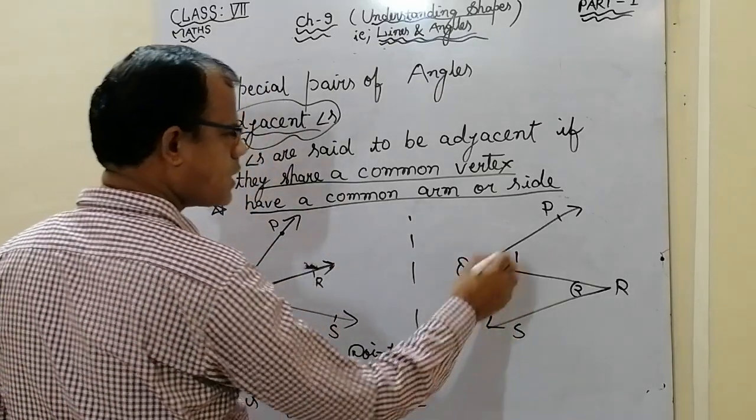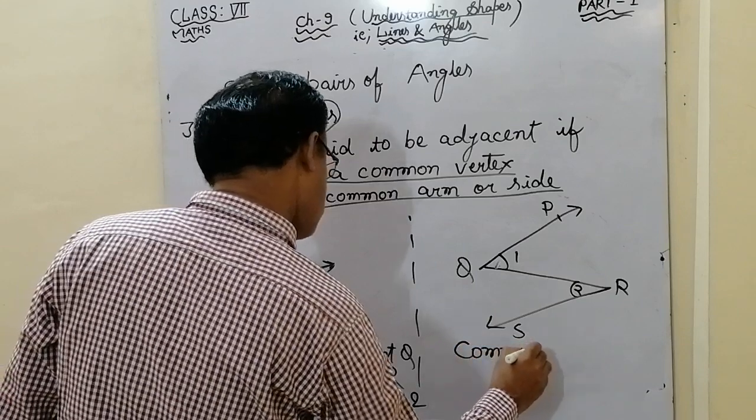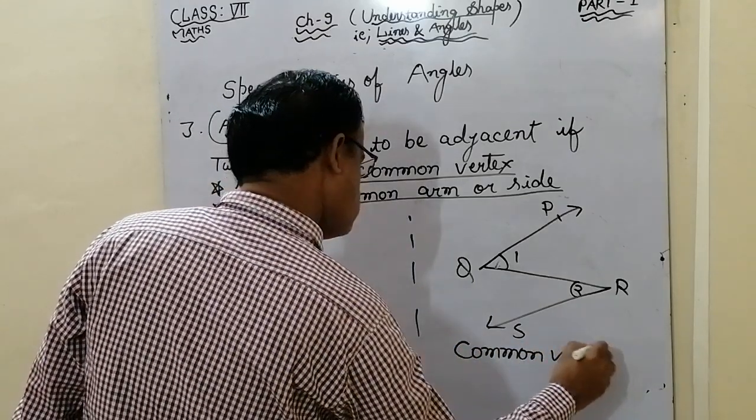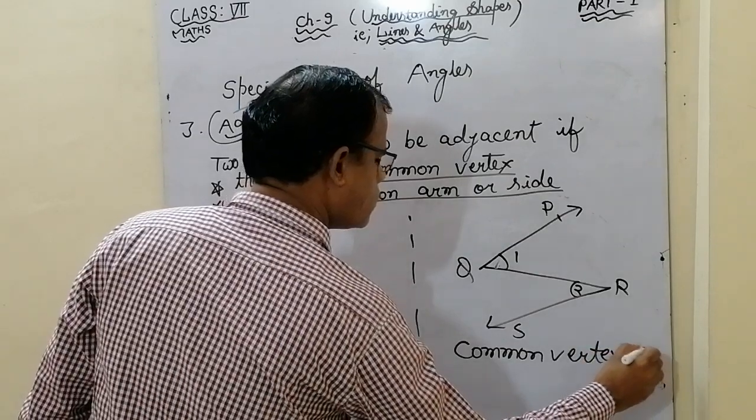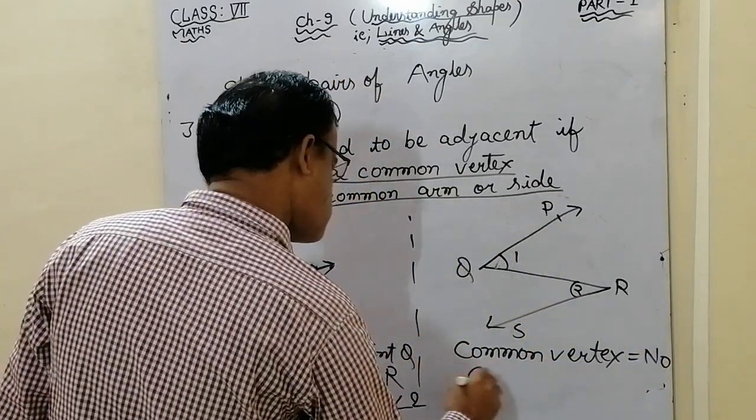Now look here. Here common vertex. Can you say the common vertex? No. There is no common vertex in this figure. And common side.